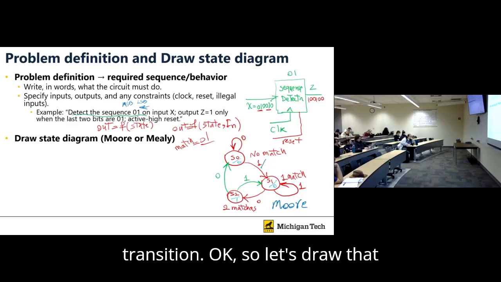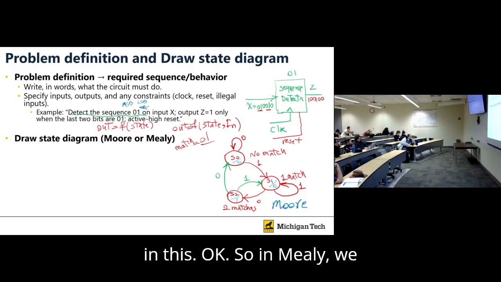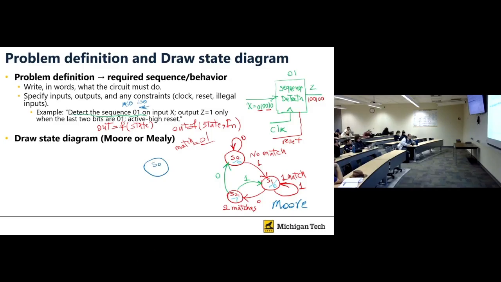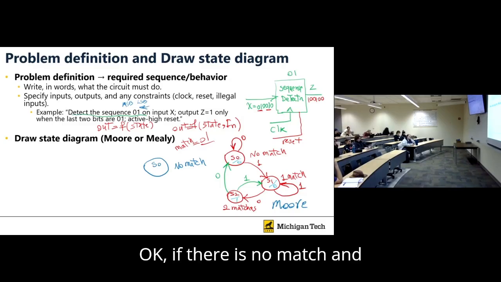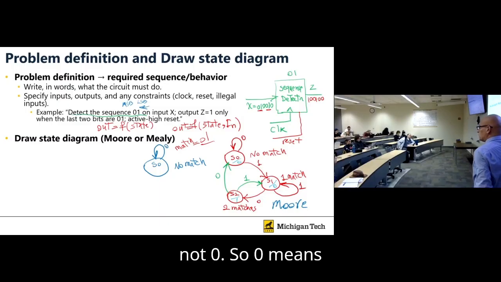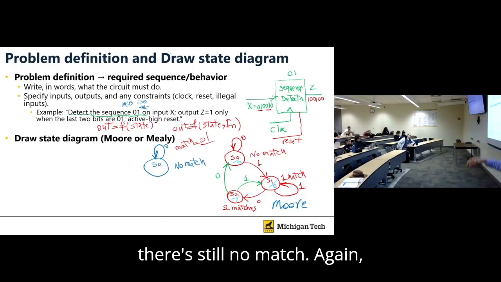Okay, so let's draw that. Clean this. Okay. So in Mealy, consider state 0. State 0, no match. No match means nothing is still similar to the sequence that we need to detect. Okay, if there is no match and 0 comes, we stay in no match because the sequence starts from 1, not 0. So 0 means it's still no match.